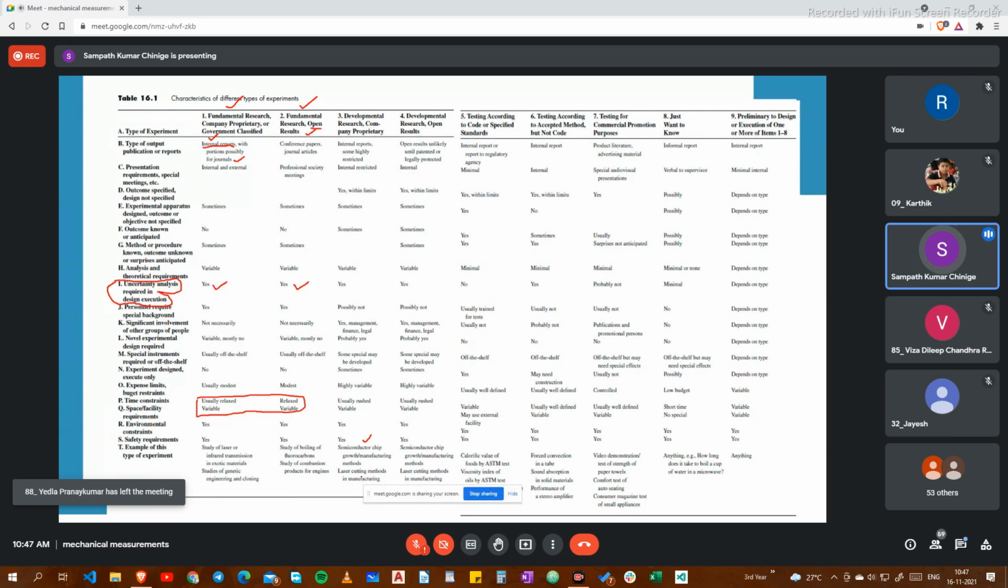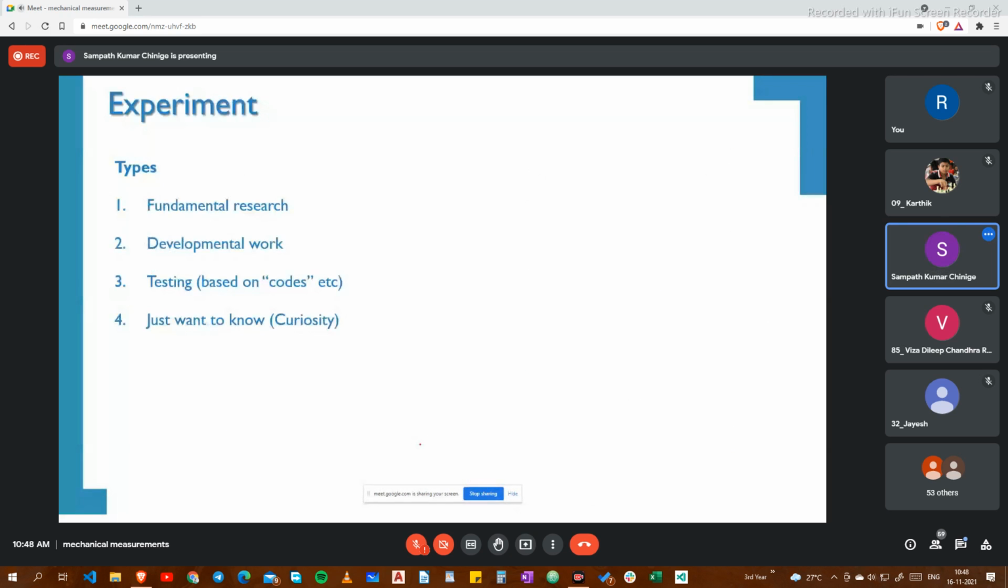So any average person who knows how to work with different laser waves can use this kind of experimental setup. Okay, so the same example can be given for development. I hope you are able to understand. The third one comes under testing. Okay, so what do you mean by testing?